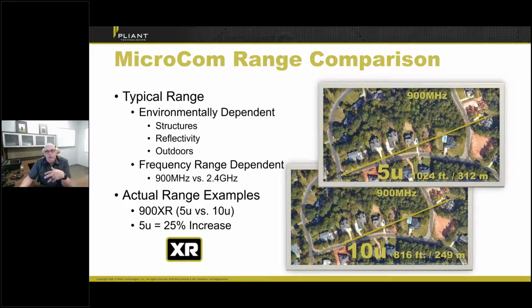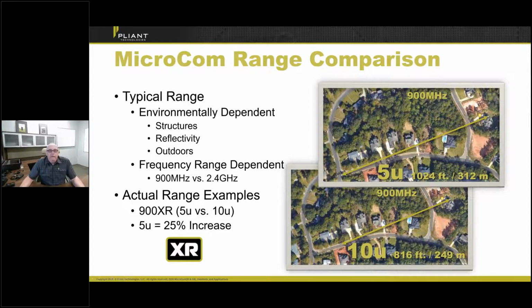whatever, as you probably know, it's very environmentally dependent. Whether you're inside a building, outside a building, where you're located, interference sources, all kinds of different factors. So just keep that in mind. But this is just a real world example so you can see the actual ranges that I got from the system. So the first one you see on the top here is 900 meg, and this is all XR ranges.